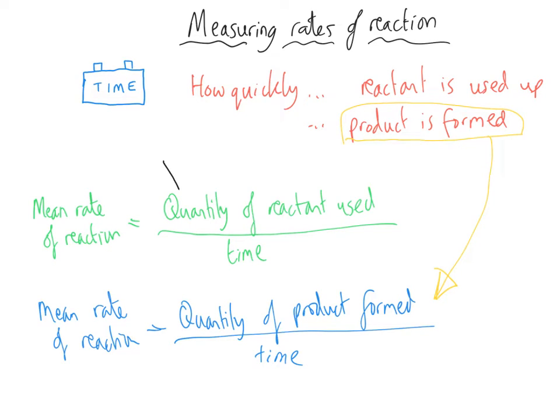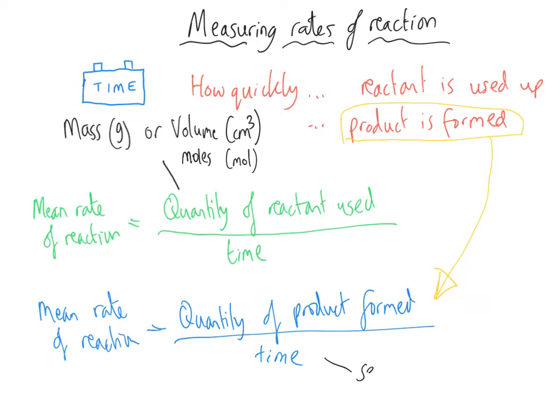Well, the quantities might be a mass, which would be measured in grams, or they could be a volume, which will usually be measured in cubic centimetres, cm cubed. And last of all, less frequently and definitely only on the higher paper for chemistry, it might be in moles, which has got the symbol mol. And time is normally in seconds. And alternatively, it could be in minutes, but not very often.